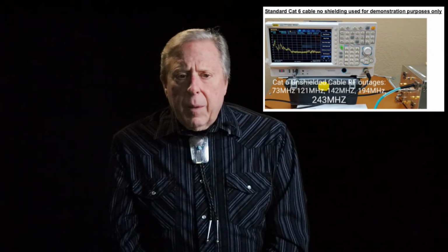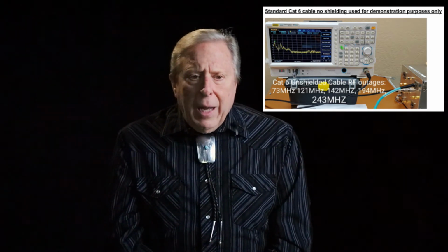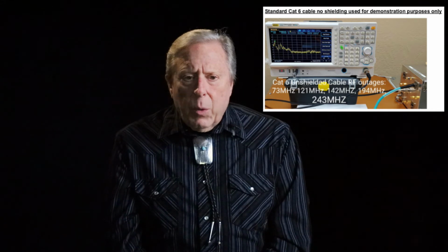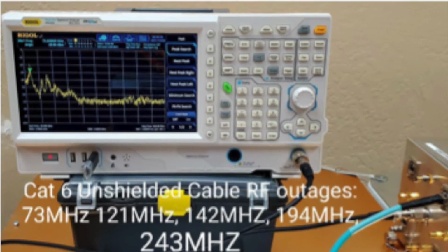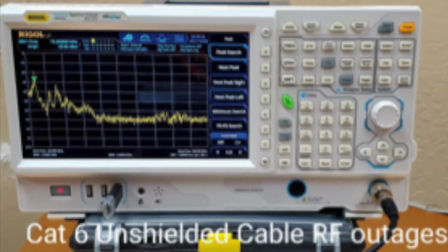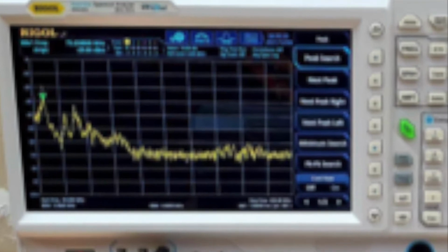For instance, I'm going to look at this for a second here. At 73 megahertz, 121 megahertz, 142 megahertz, 194 megahertz, and 243 megahertz, you're putting out close to 30 dB of noise. Now that's not good, because in a bundle, each one of these then talks to the next bundle, the next bundle, and the next bundle, and you start having tremendous data losses.